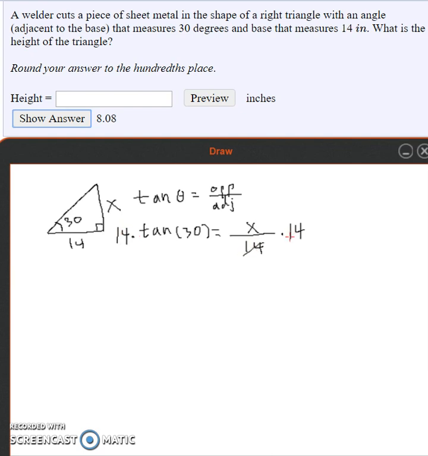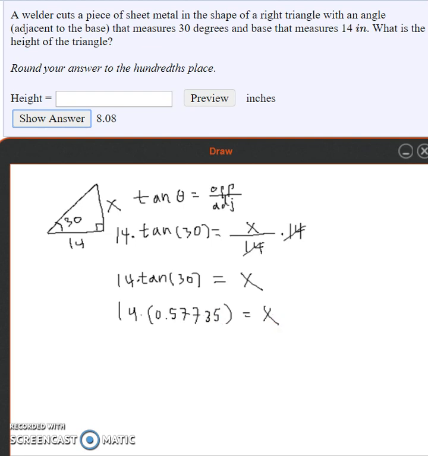Here the 14s will cancel out. We'll be left with x on the right-hand side equal to 14 times the tangent of 30. We can find tangent of 30 using our calculator. Just plugging in tangent of 30, getting approximately 0.57735, which is the tangent of 30 on the calculator.